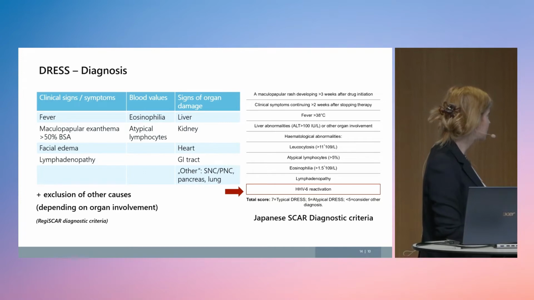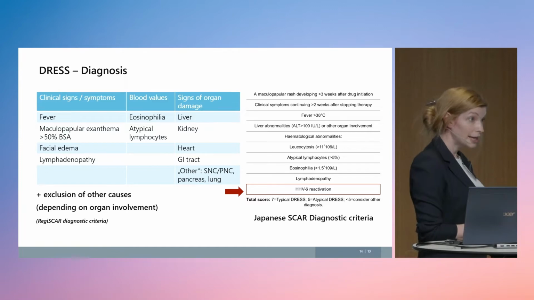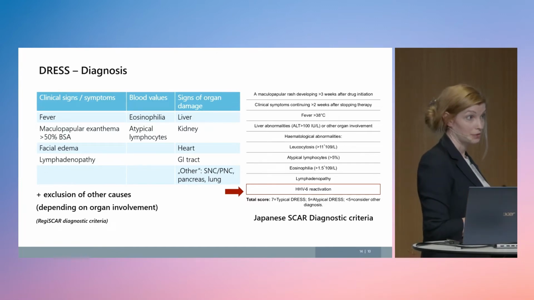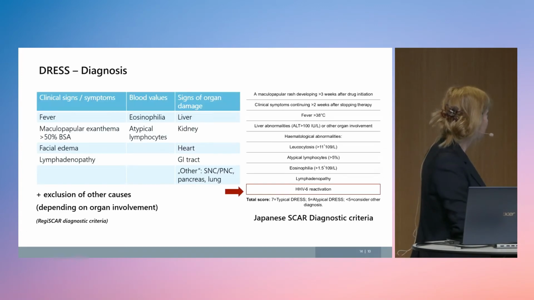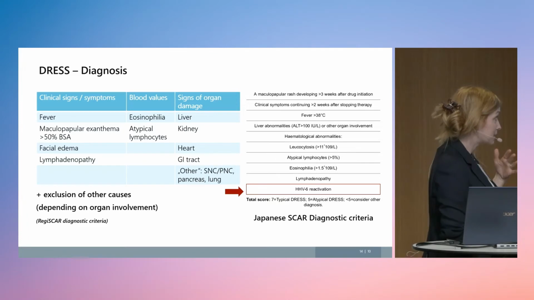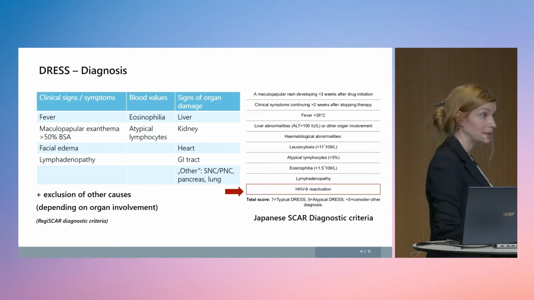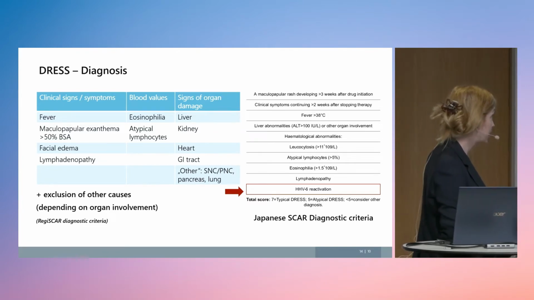As you can appreciate, for instance, already from the diagnostic criteria, which according to the Japanese Society even includes this HHV6 reactivation in the definition of a DRESS case. This is not the case, however, in the RegiSCAR European criteria. And I must say, from my experience, only a very, very minor fraction of the DRESS patients really had a viral reactivation. So I personally have not seen that frequently.